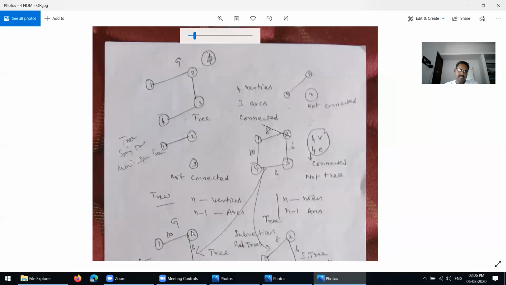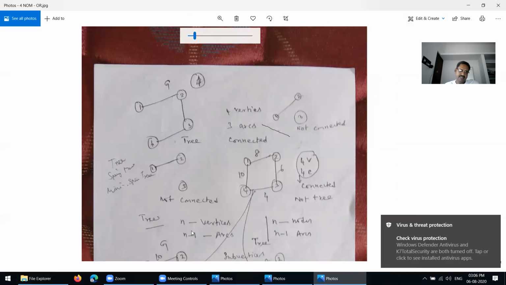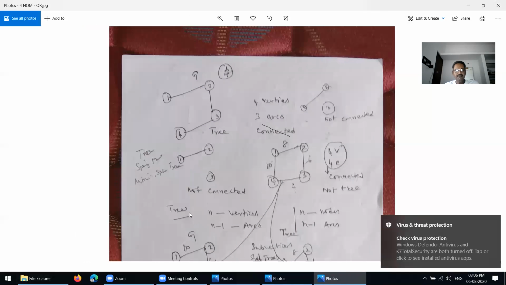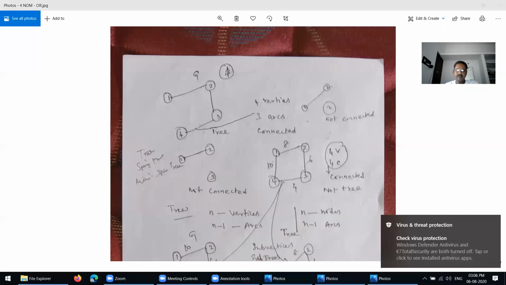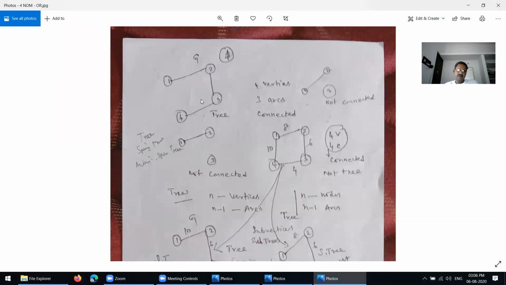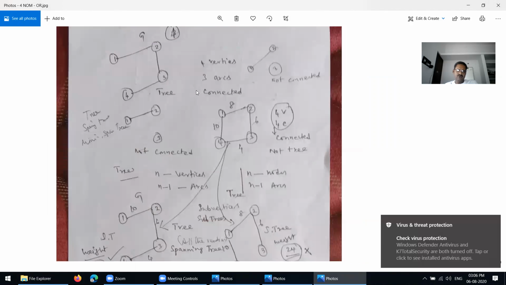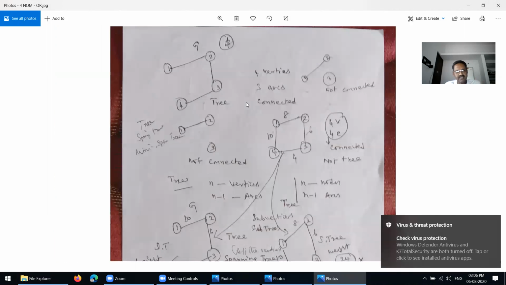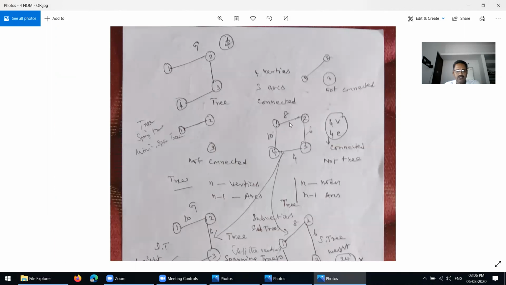In the graph, we have many things. How to explain this one? You just see here now. So for example, I will take here 1 to 2. I will take the small curve.